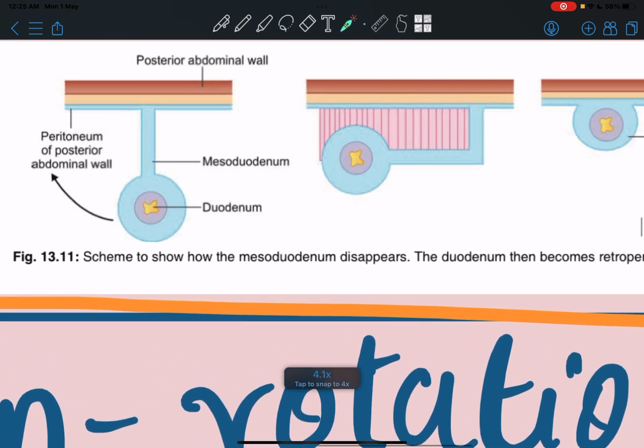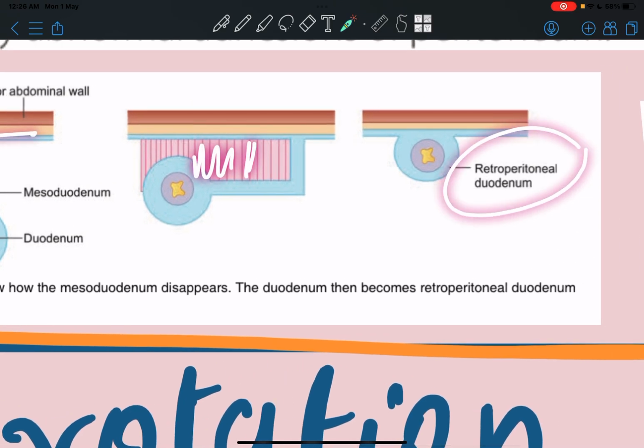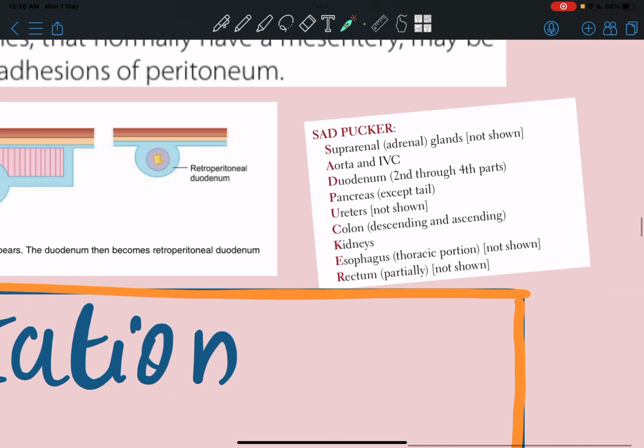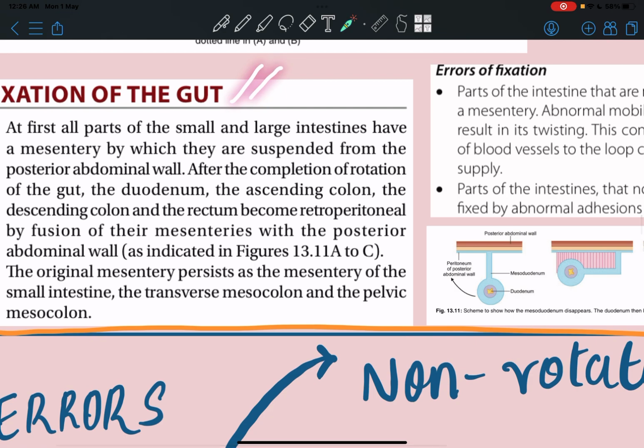In this picture you can see initially the duodenum is suspended by the mesoduodenum. What happens is, due to the rotation, the peritoneum of the posterior abdominal wall fuses with the mesentery like this. There's an adhesion that forms, and eventually the organ becomes retroperitoneal. First Aid also has an acronym given, which is called SAT-PUCKER, which can help you to remember what organs become retroperitoneal. So just go through that. That is what fixation of the gut is.